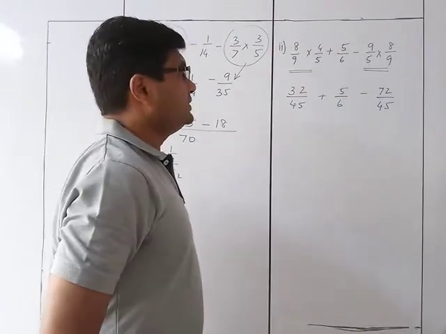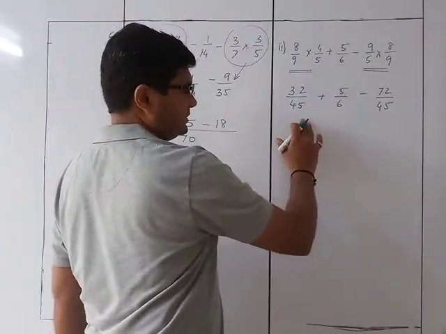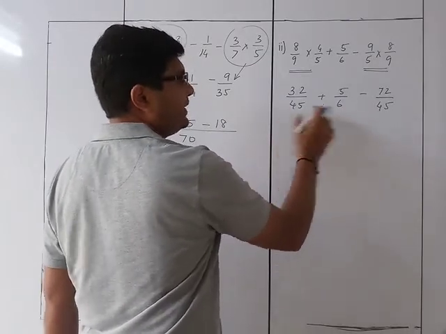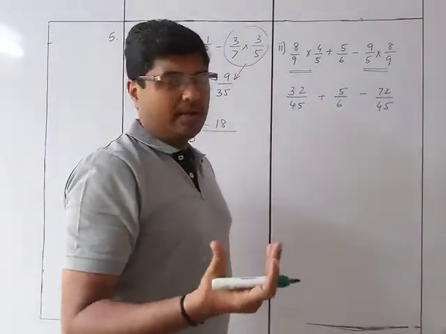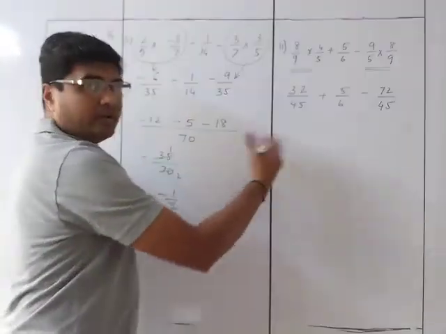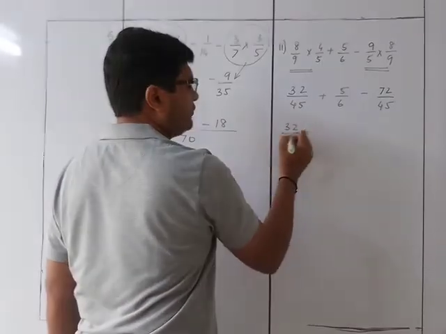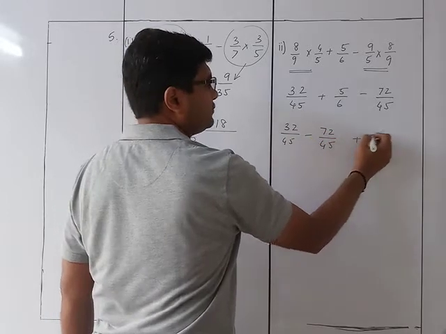Okay, so this gives you the numbers like this. Now you can take these 2 first. Why am I taking these 2 first? Because this is not getting a direct answer, I'm just giving an example of how you can do it separately also. So you can take these 2 first. So it will be 32 upon 45 minus 72 upon 45 plus 5 upon 6.